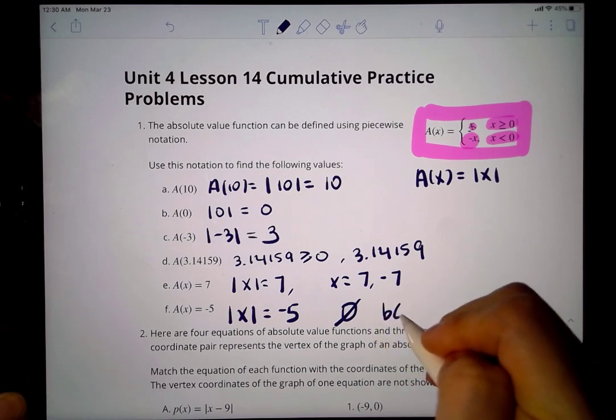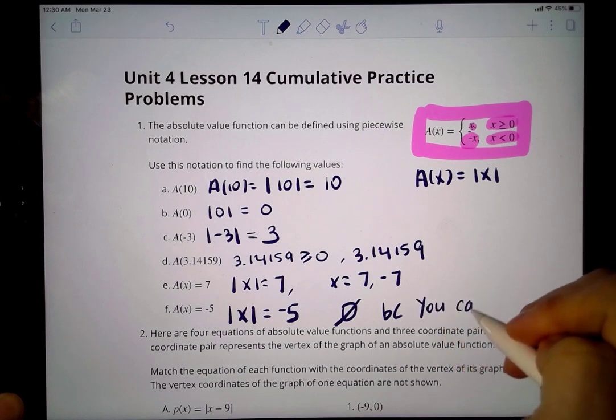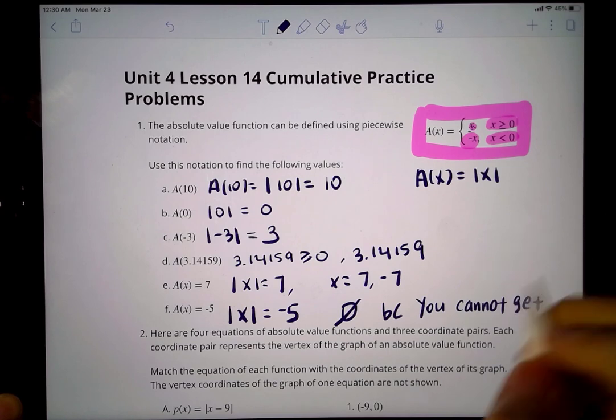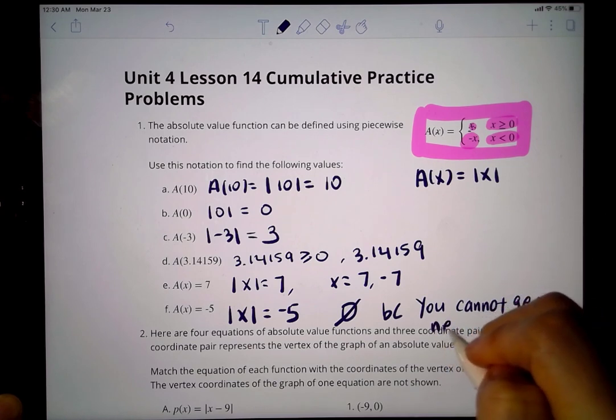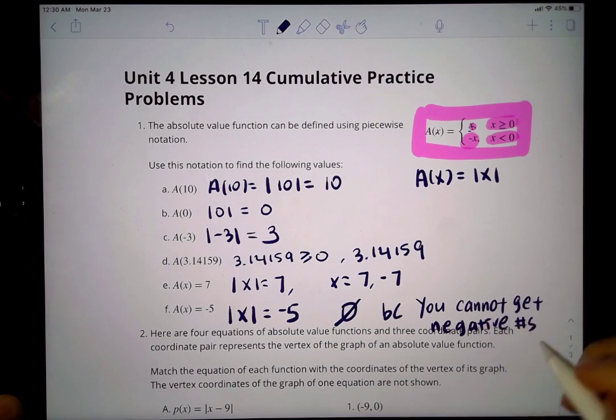You can't get negative numbers. Yeah, let's write it like this.